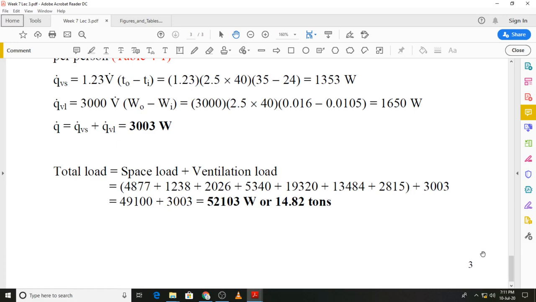And that is all regarding the cooling load estimation, and we will move on to a new topic in the next lecture.